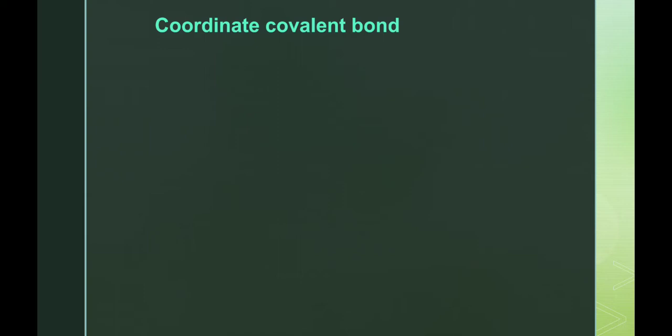Now we will study what a coordinate bond is. A coordinate bond is a kind of covalent bond. It's another type of covalent bond. So as to understand the coordinate bond, let's take an example: the hydronium ion. Hydronium ion is H3O+. In this ion, 3 hydrogens are present and 1 oxygen is present.